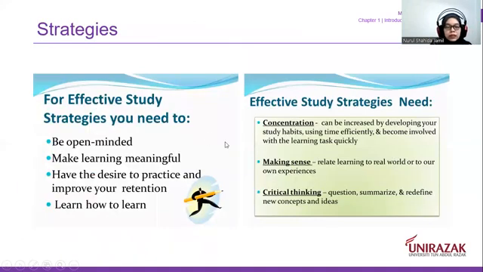Okay, strategies for effective study. You need to be open-minded, make learning meaningful, have the desire to practice and improve your retention. Learn how to learn. Okay.